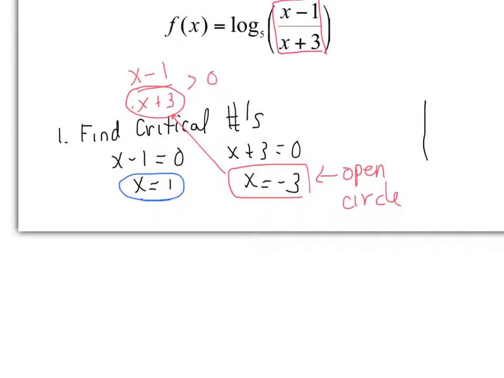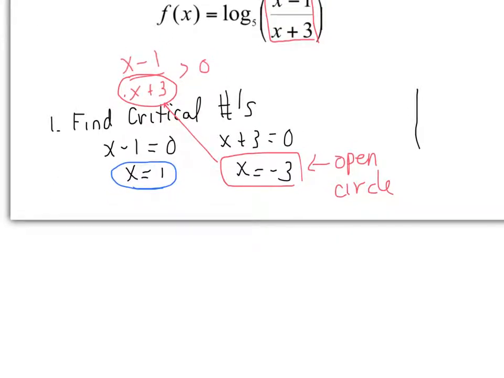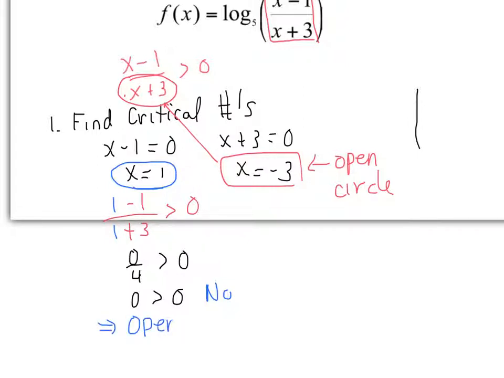And so what we've done in class is we plug it back in and we find out. We say, okay, well, let's try 1. Let's plug in 1 and subtract 1, and then we add 3. And we ask ourselves, is this bigger than 0? When we work it out, we see that 1 minus 1 is 0. 0 over 4 is 0. Is 0 greater than 0? And the answer is no. So that means open circle.